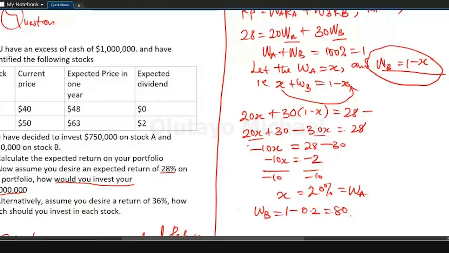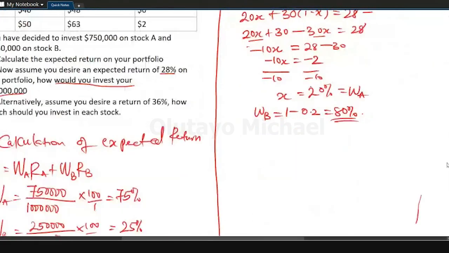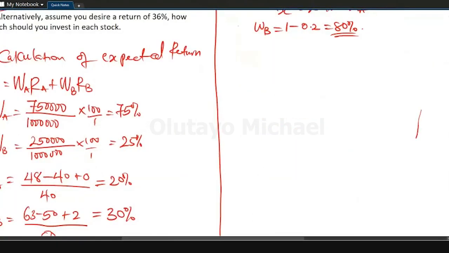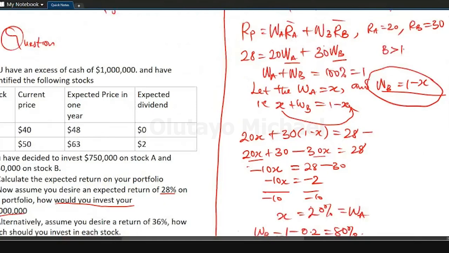Which means if I want to have an expected return of 28% rather than the 22.5%, I should invest more in security B, rather than the initial 75-25. Now it will be 20-80. Let us check why. The reason is that the return of B is larger than the return of A, and so we should invest more in B.